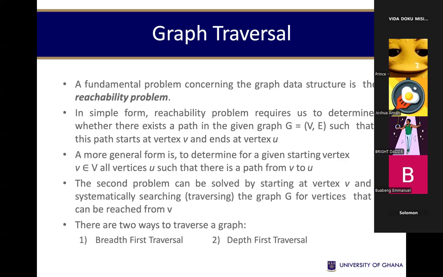Now it becomes a problem when I'm dealing with a directed graph whereby in some instances the arrow does not point to U and I would be at a dead end. That's also another key thing that we need to be able to identify. We move on to look at the more general form, which is to determine this. Okay, fine. The second problem is that.